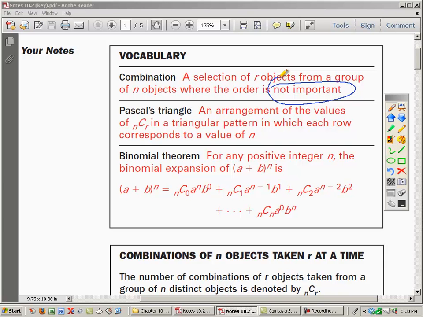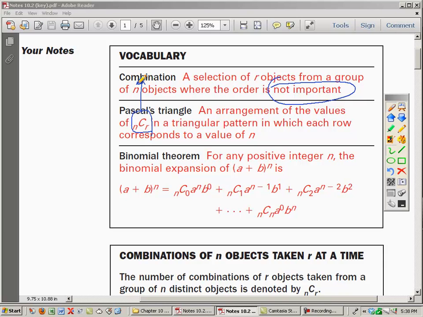All right, Pascal's triangle is an arrangement of values in the form of n choose r. There's a notation that we were talking about for combinations. That's the combination notation. So if I have n objects and I'm choosing r at a time, we have this triangular pattern in which each row corresponds to a value of n. So if I have 5 objects, I can choose 0, 1, 2, 3, 4, 5 of them. And how many different ways can we do that if order is not important? I'll show you Pascal's triangle here in the next couple of pages.